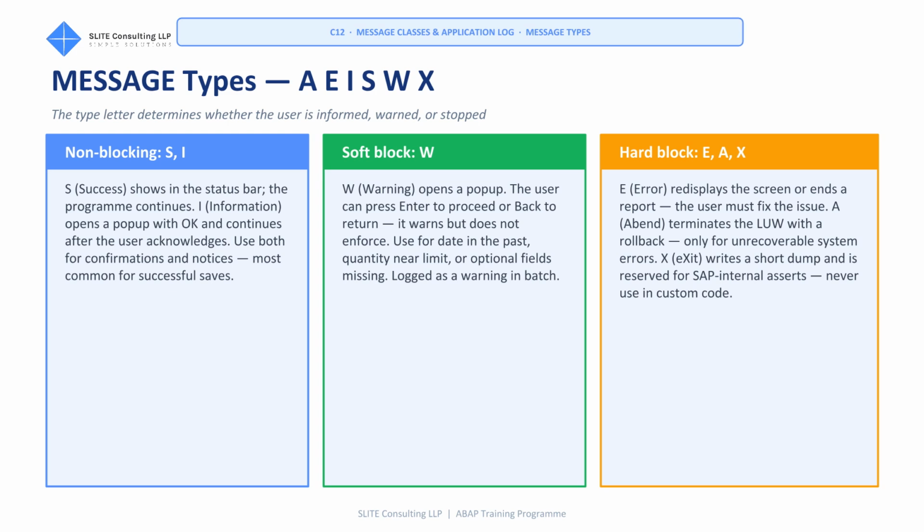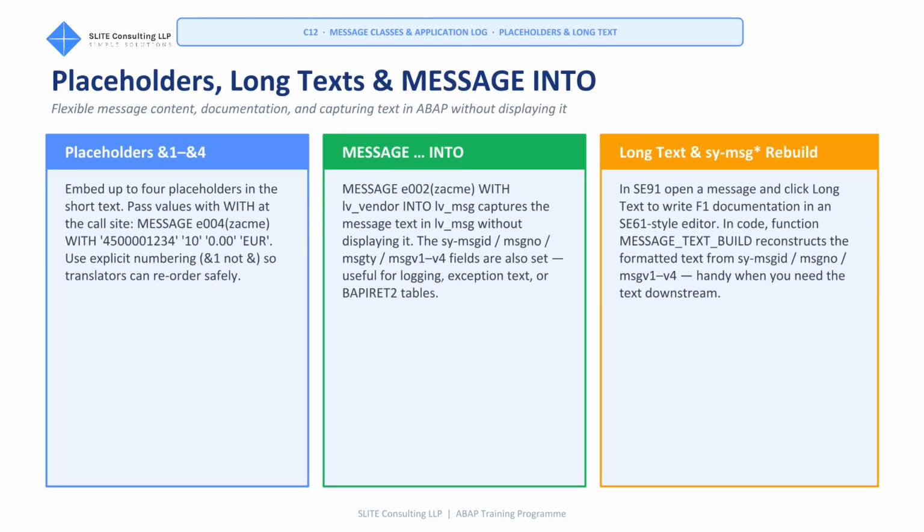The wrong type creates serious user experience problems. Using E where S was intended blocks the screen. Using S where E was intended means errors silently pass by. Always test your message types interactively before releasing. Placeholders &1 through &4 are positional. They map to the 1st through 4th parameters in the WITH clause of the message statement. Use explicit numbers rather than bare ampersand signs when message text has multiple placeholders. This ensures translators can safely reorder them without breaking the logic.